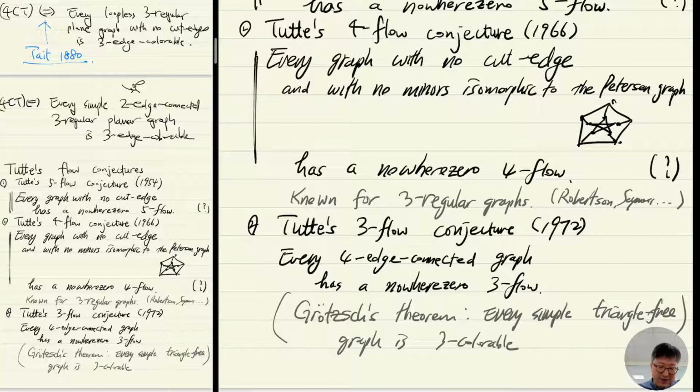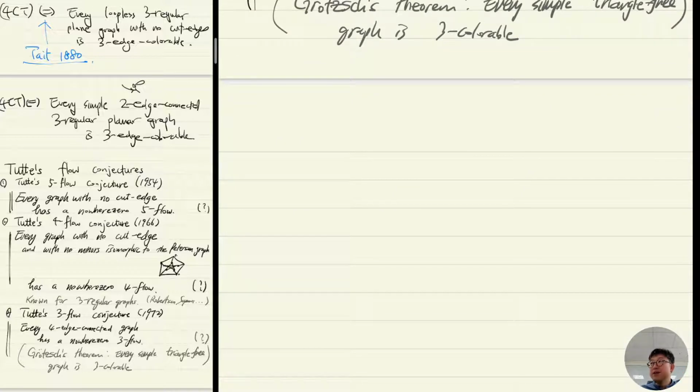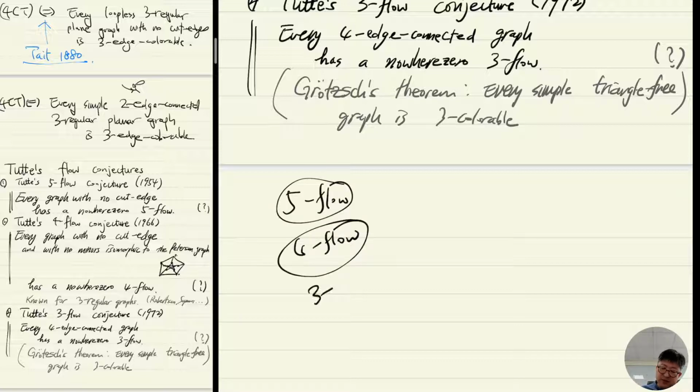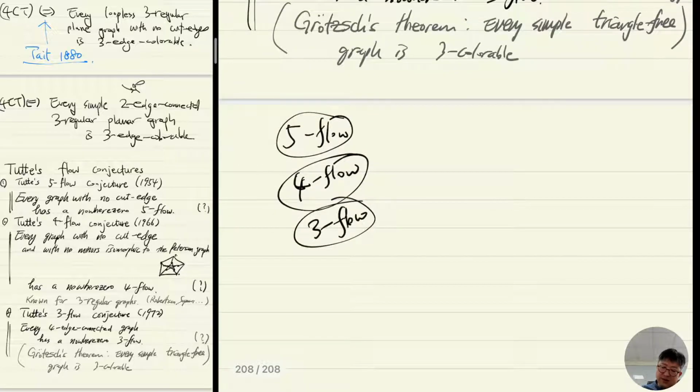Alright, so here we have 3 beautiful conjectures. All of them are open. But there have been partial progress. Okay? So here we have the 5-flow conjecture, 4-flow conjecture, 3-flow conjecture. These are all open.